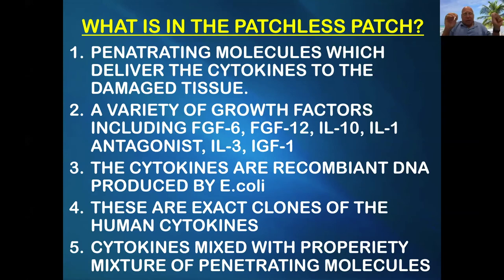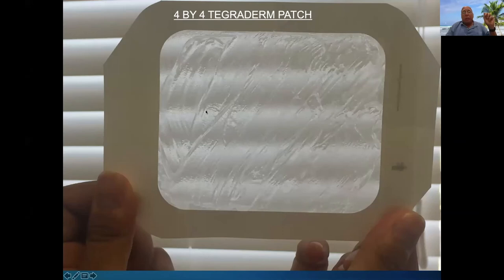A lot of these cytokines are now recombinant DNA. They are basically clones of human cytokines. And we now use patches of a recombinant DNA. This, for instance, may be, let's say, an osteoarthritis patch. So it's going to be very rich in IL-4. It's going to have IGF-1, interleukin-10, and some interleukin-1 antagonist. Put them on the joint and leave it on 6-8 hours. It's mixed with penetrating molecules. I'm delivering growth factors to that joint to help me achieve my results.